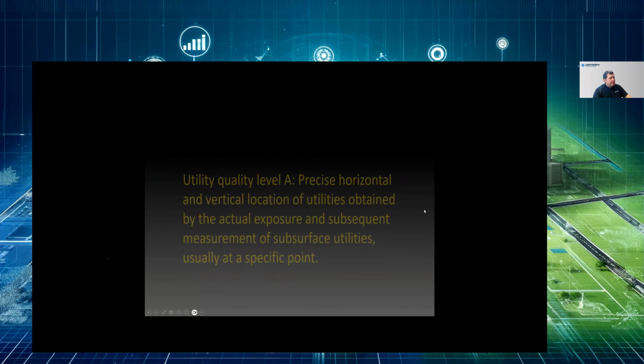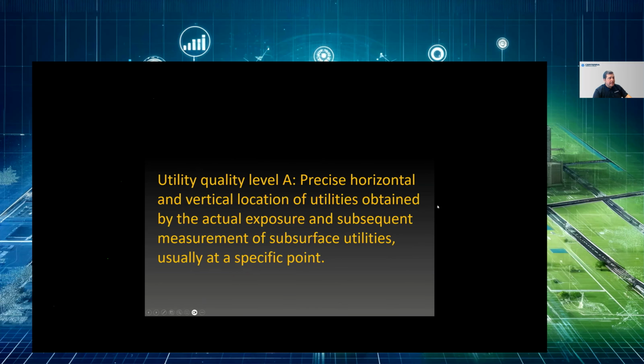In the ASCE 38-22 standards, they assigned levels of accuracy to subsurface utilities. They gave them four levels: level A, level B, level C, and level D. Level A is the most accurate, meaning if we assign level A to a subsurface utility that has been located, that means we are 100% accurate about the location of that utility.